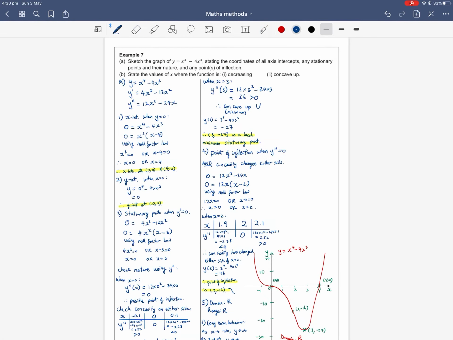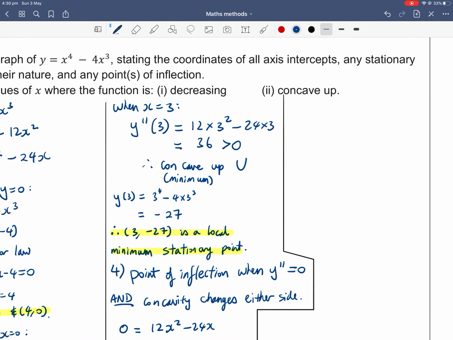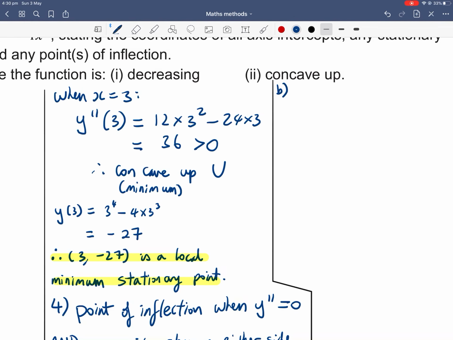So now let's tackle part B. So let me draw another margin because I think we need more space. Is that going to work? Yeah, there we go. Part B says state the values where the function is decreasing and concave up. So this is just purely using the definition.